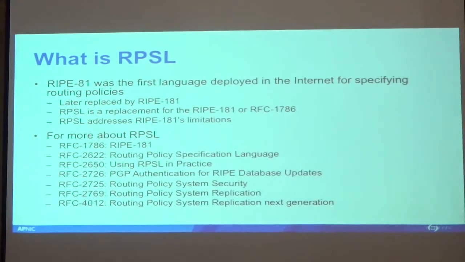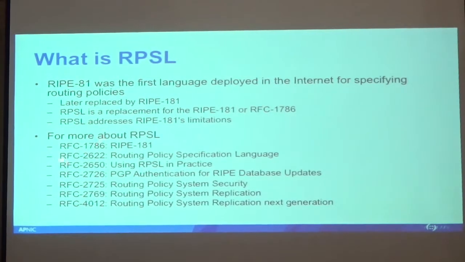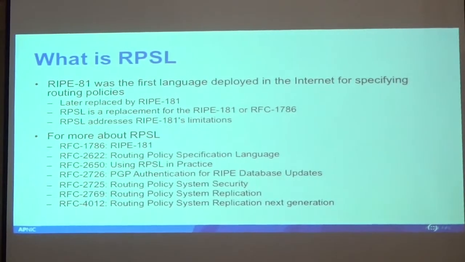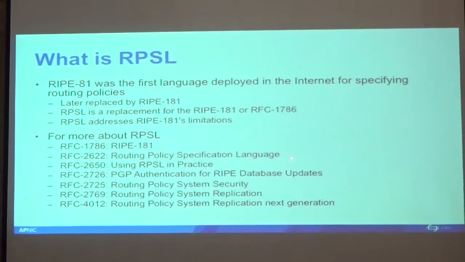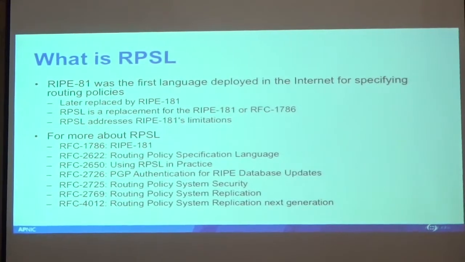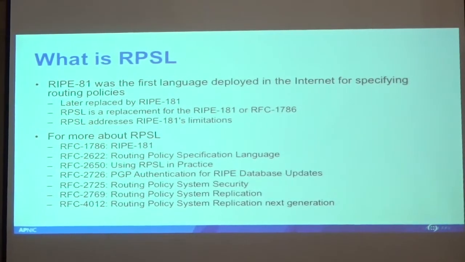If you want to read more about it, these are the RFCs. Particularly, I would say have a look at RFC 2622 and 2650. I don't have RPSL NG here. I think it's 46. I'll have a quick look later on which RFC, but that one is for IPv6. So how to use RPSL, the language, is in RFC 2622, and some really good examples on how you can use RPSL in practice are in RFC 2650.